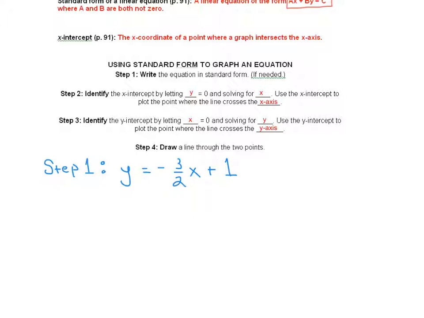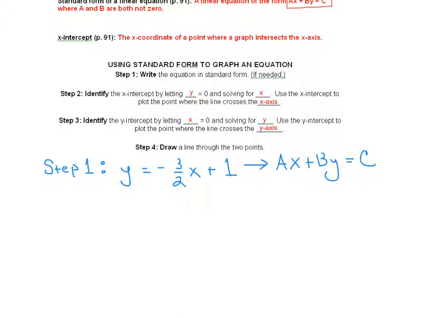It's in the form mx plus b, but I need to turn it into an equation of the form ax plus by equals c. So I'm showing you in this little, it's not really an official example, I'm just kind of adding to your notes a little bit here. I'm just showing you how to switch out the form of an equation.